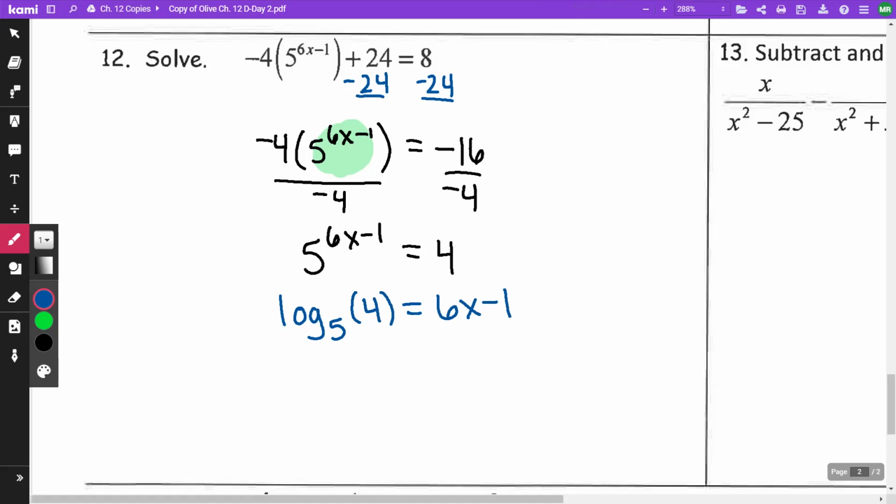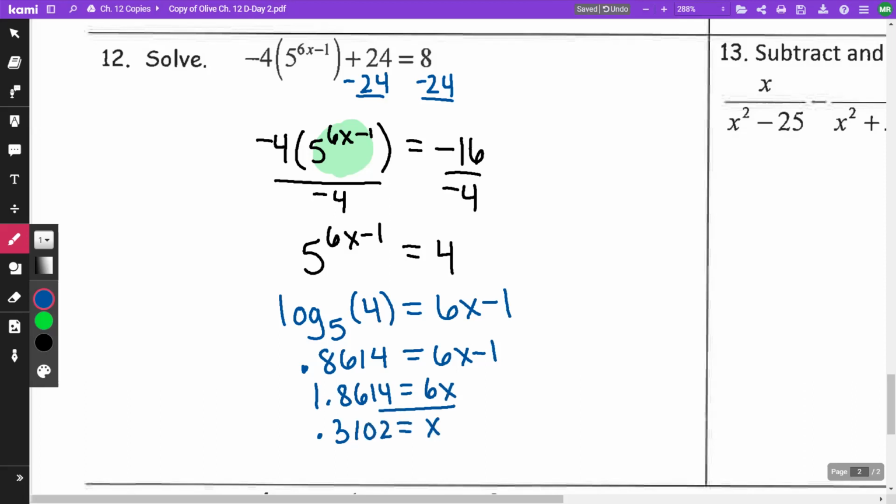Log base 5 of 4. I end up getting 0.861, let's say 4 if I round. I'm going to add 1 to both sides, so I get 1.8614. I'm going to divide by 6 and I get 0.310, let's say 2 as my answer.